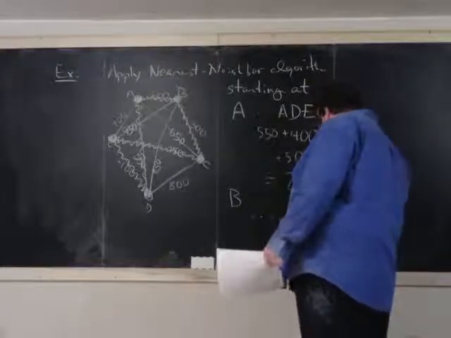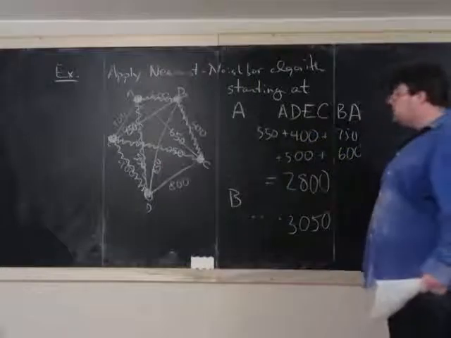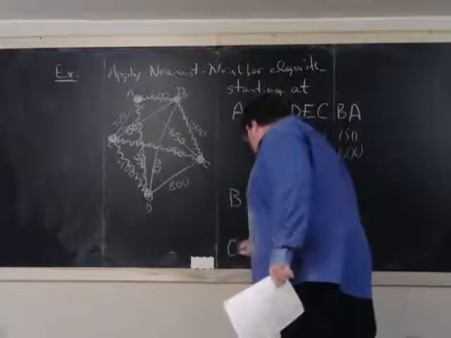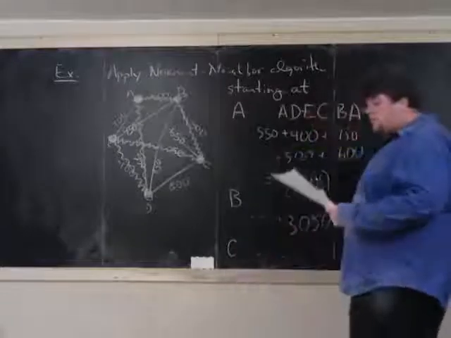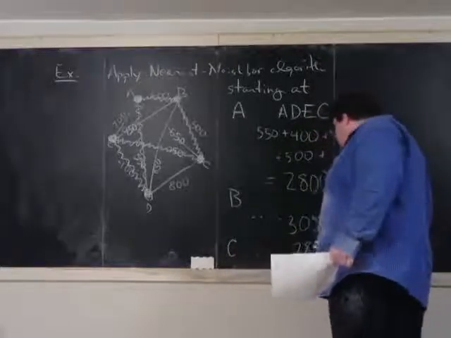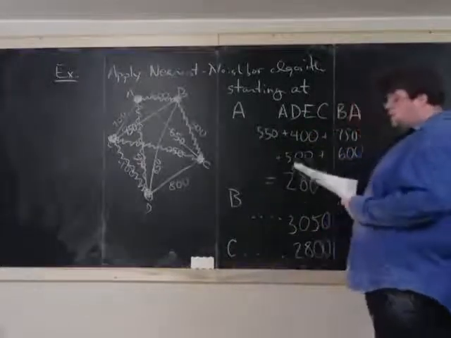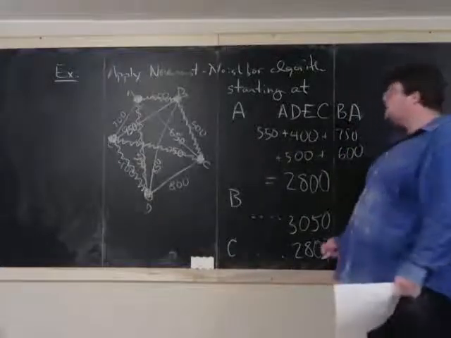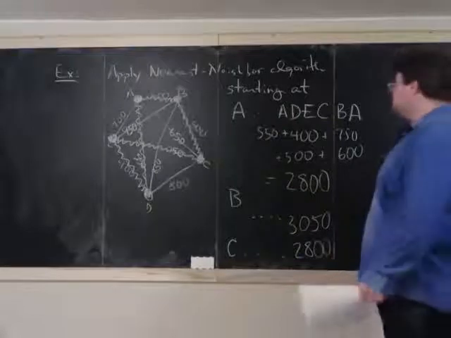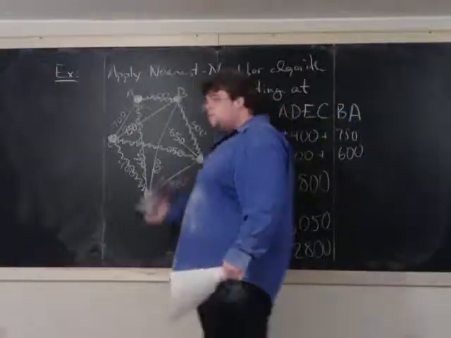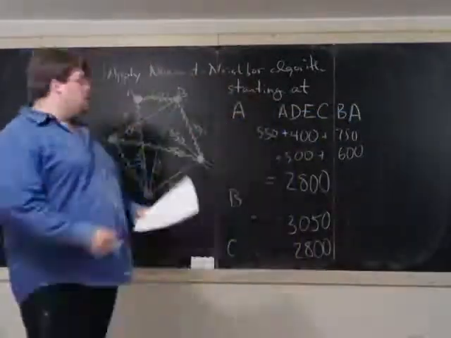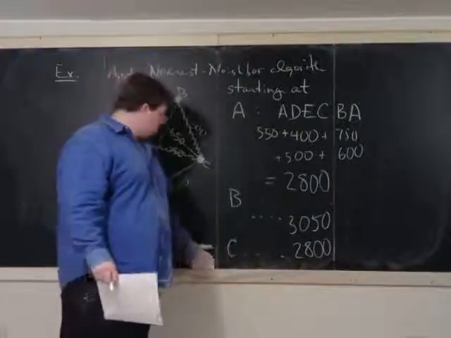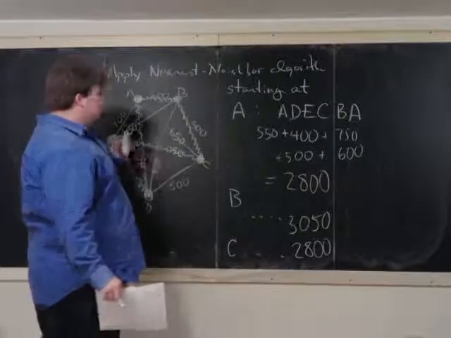You start at B, you get a path that has cost 3,050. You start at C, you get a path that costs 2,800. You start at C, you actually get the same cycle as you do in A. So it would be a good idea with this diagram to see if you could verify those. C, I'm pretty sure, is not in the book. But B is.